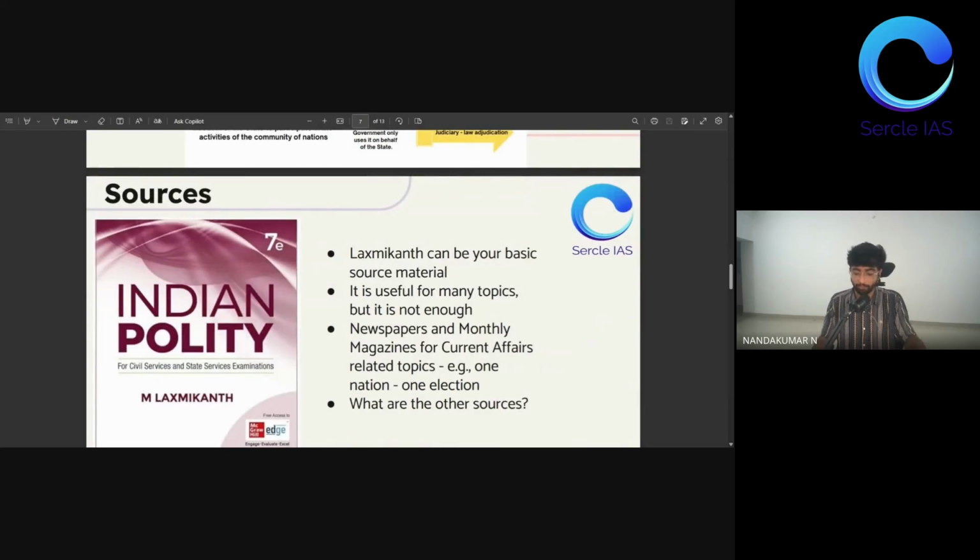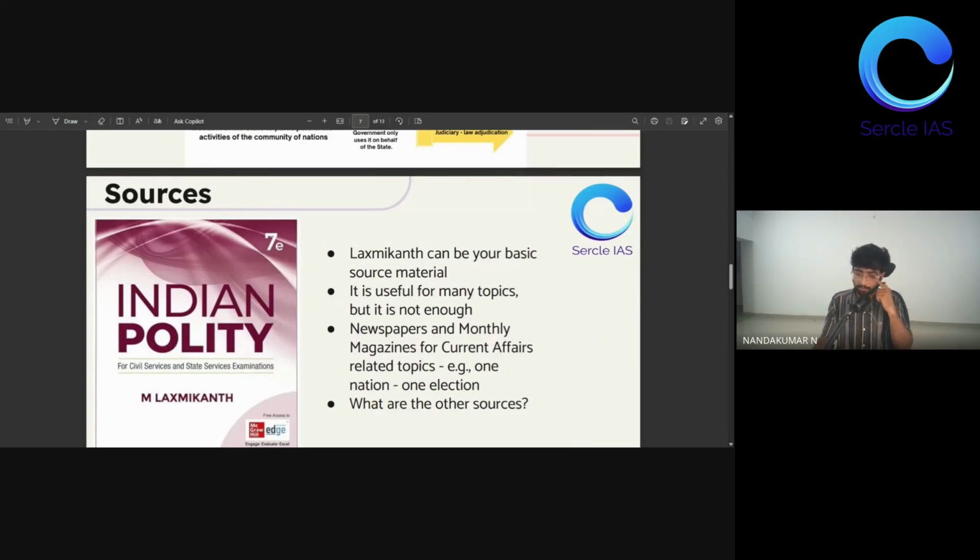You can do value addition to your understanding with newspapers and monthly magazines for current affairs. For a topic like the Election Commission of India, the basics can be covered through Lakshmikant. But if there is some amendment or change to the selection procedure for election commissioners, that can be covered through the current affairs materials.